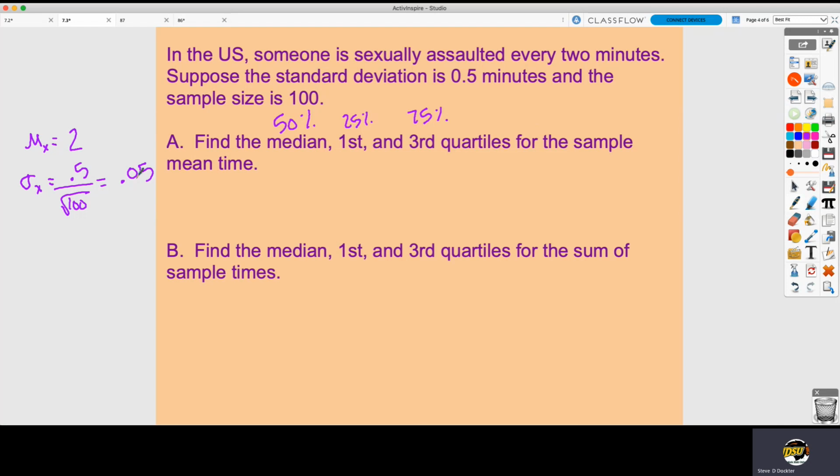Okay, so for this, we're doing a lot of the same stuff we just did. In your homework, you're going to get asked a lot of different questions very similar to this. So we're going to do the inverse norm of the 50th percentile. So that's area 0.5. And then we just type in our numbers here. So our mu is 2 and our standard deviation is 0.05. We should be able to get all 3 of these very quickly after you find those 2 values.